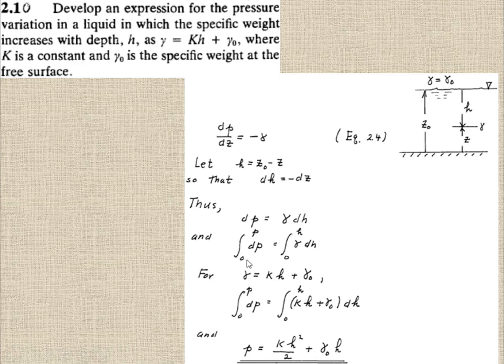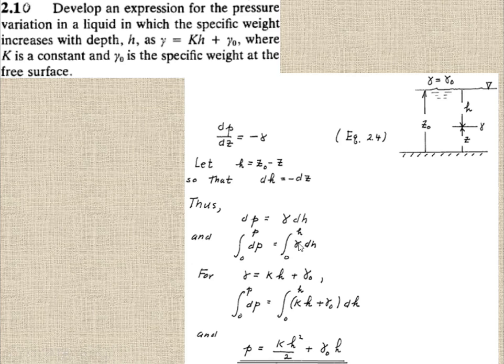Then take the integration from 0 to P. The pressure is here and the free surface is 0, because as the fluid depth increases, the pressure increases. So from 0 to P, the pressure at 0 height is 0, and the pressure at height h, from here to here, is equal to P.